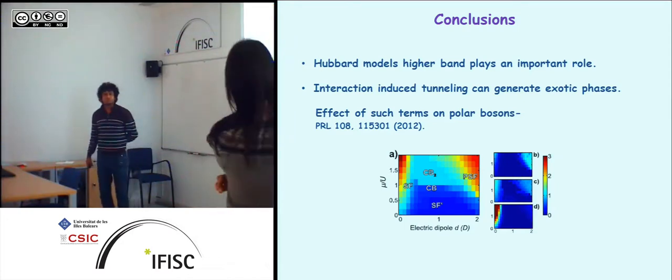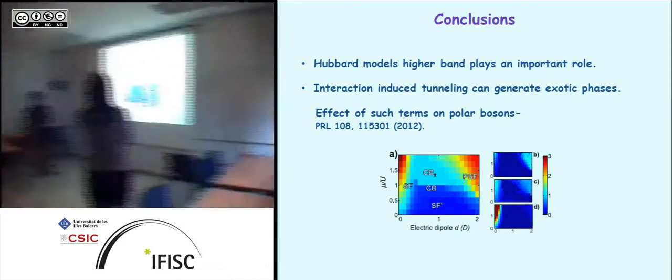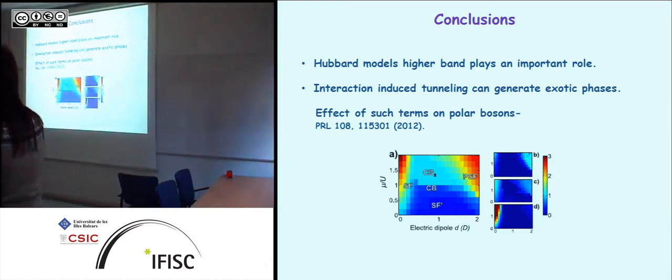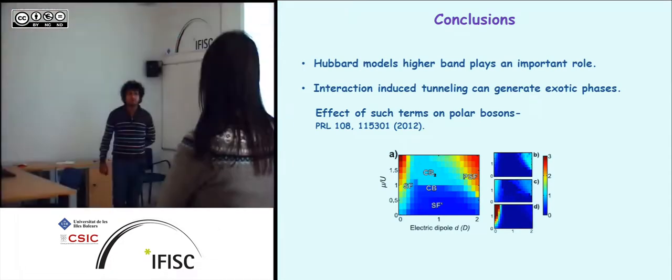To theoretically obtain this phase diagram, what kind of method did you use? For this one, we did it in 1D. We used exact diagonalization, and then we used what we call the matrix product states method.